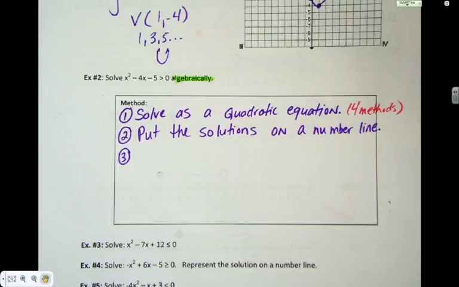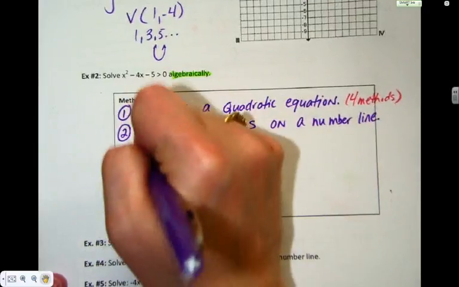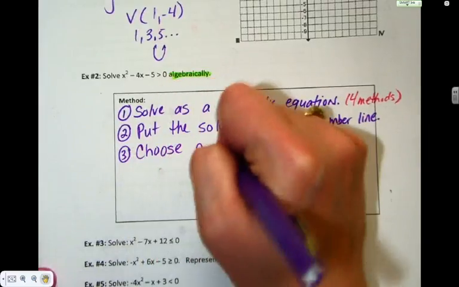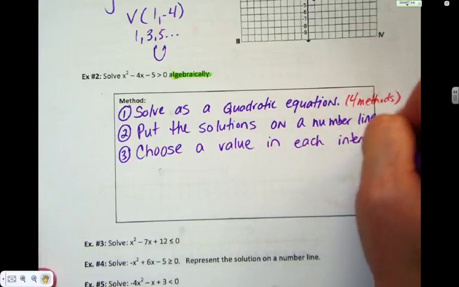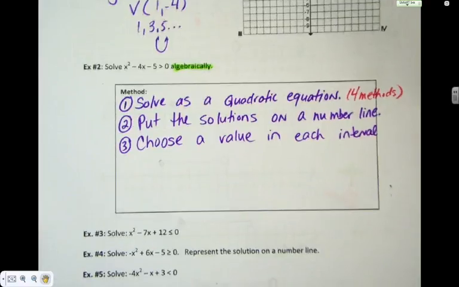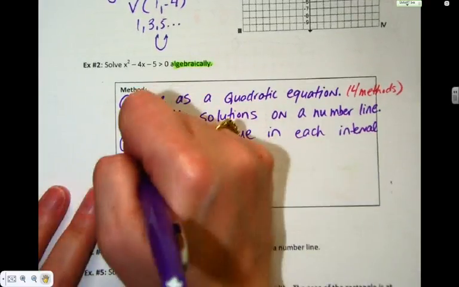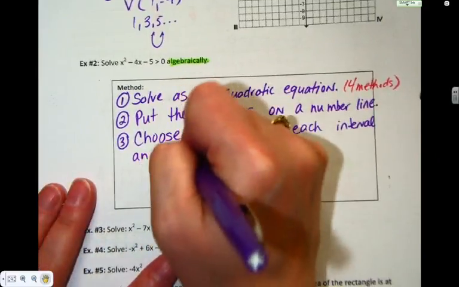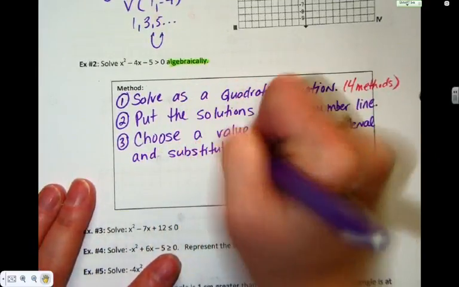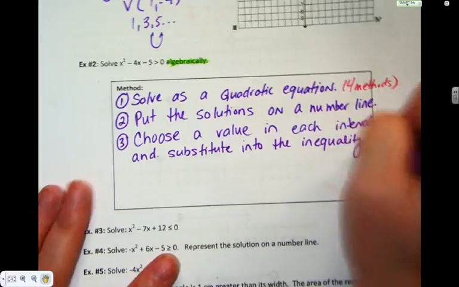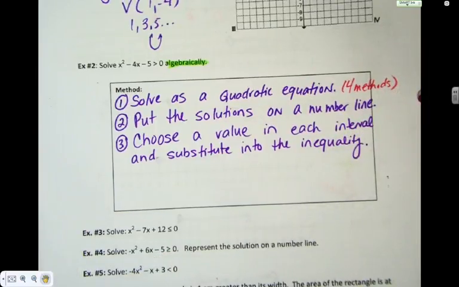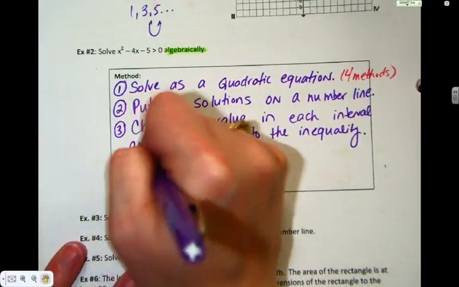Okay, this you're going to be like, what is going on? Just relax. I'll show you when we do the first example. Choose a value in each interval and substitute into the inequality. Decide if the answer is true or false.